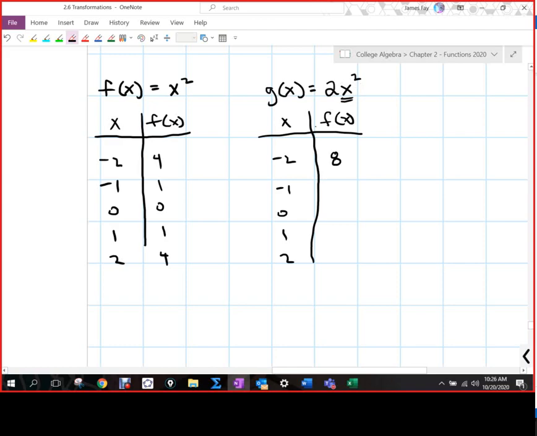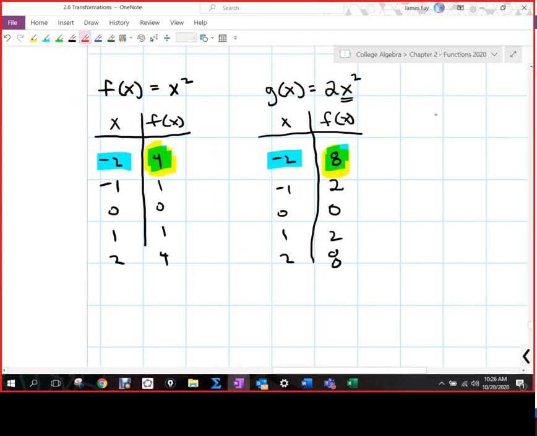If I plug in -1 squared, I get 1. Multiply by the 2 out front, I get 2. This will give me 0. That'll give me 2. That'll give me 8, right? What do you recognize about that value there and that value there for the same x value of -2? What do you recognize about the 4 and the 8?